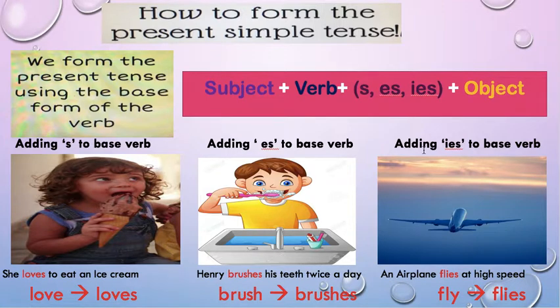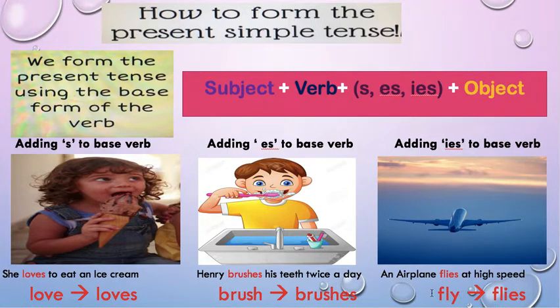Third one, adding ies to the base verb. Example, an aeroplane flies at high speed. What is the verb here? The verb is flies and it is in simple present form. What is the base form of the verb?